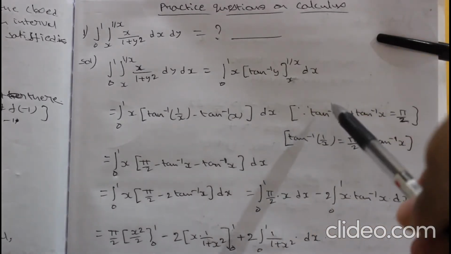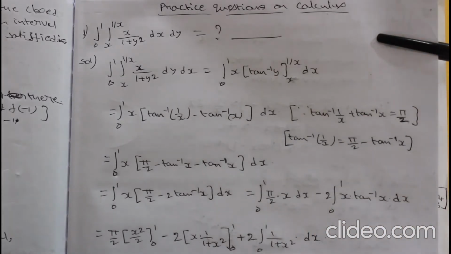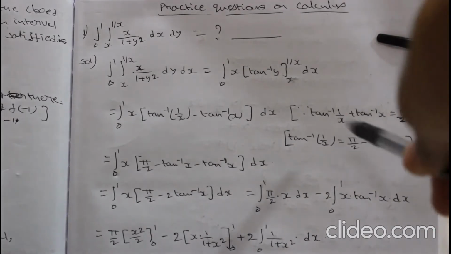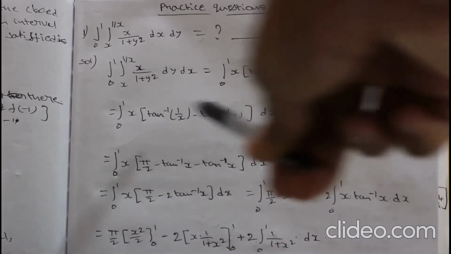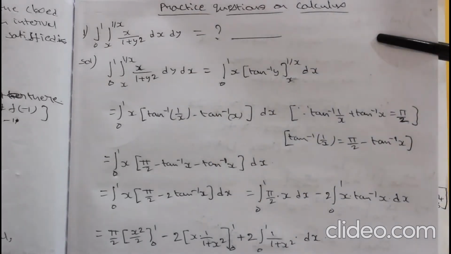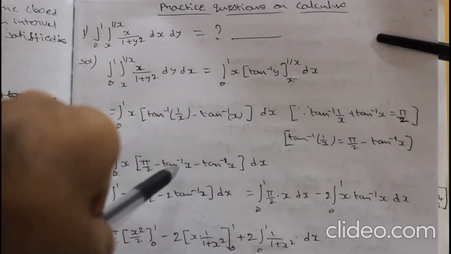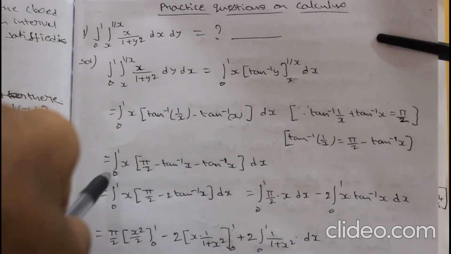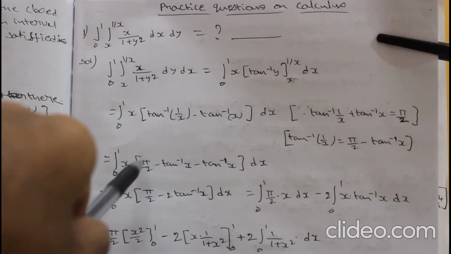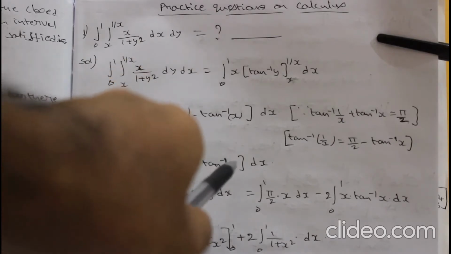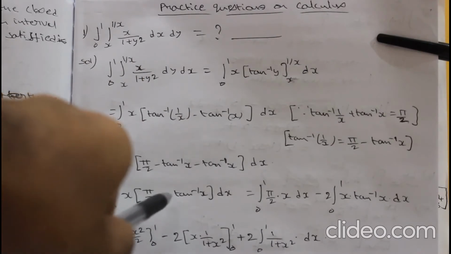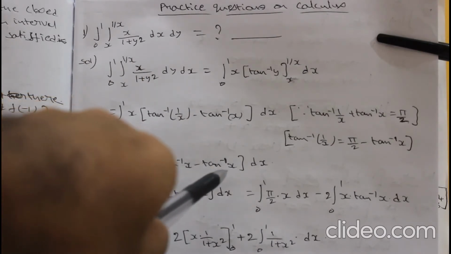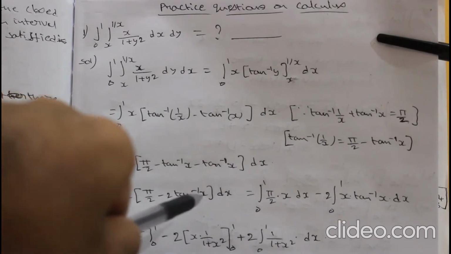So tan inverse 1/x plus tan inverse x is equal to pi/2. That is the formula. So from here tan inverse 1/x is equal to pi/2 minus tan inverse x. Now you can replace. Here we are replacing tan inverse 1/x with pi/2 minus tan inverse x. So that is equal to integral from 0 to 1 of x into (pi/2 minus tan inverse x minus tan inverse x) dx, so that will be minus 2 tan inverse x.